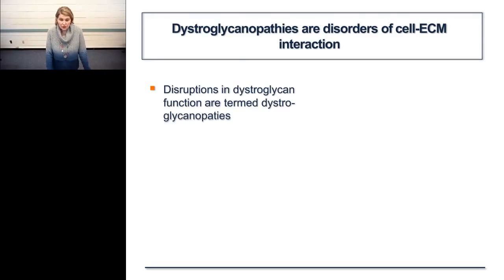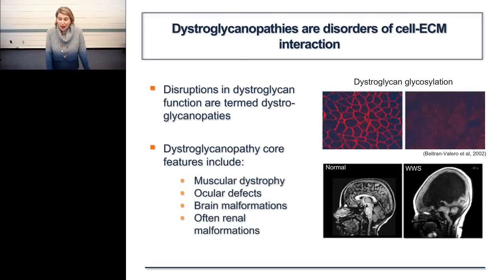These disorders are called dystroglycanopathies, which is a very complicated name, and it basically means diseases caused by defects in dystroglycan. What happens in these disorders is across multiple organs, because dystroglycan has a very important function in multiple systems. One of the primary deficits that you see at the top is in the muscle.